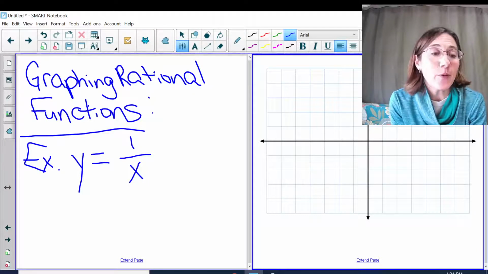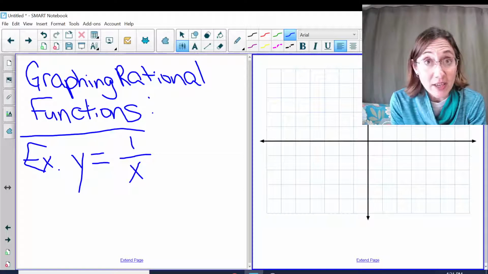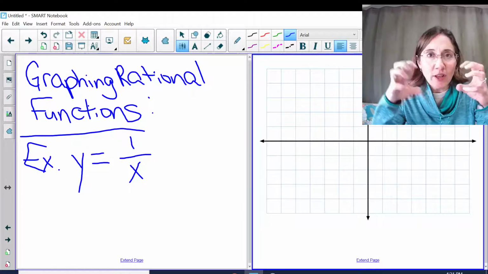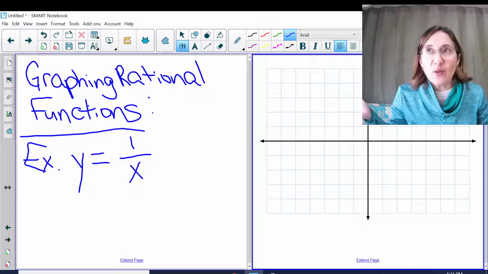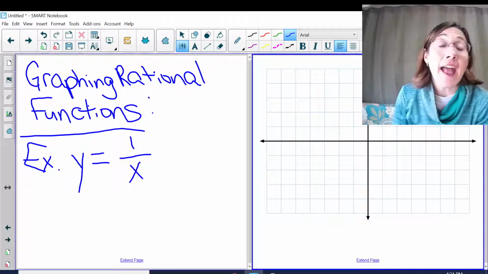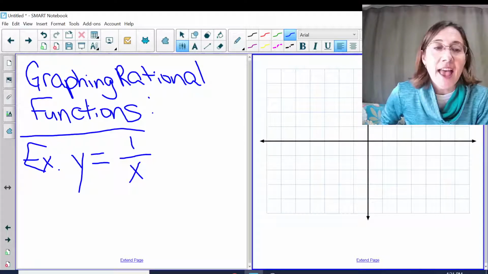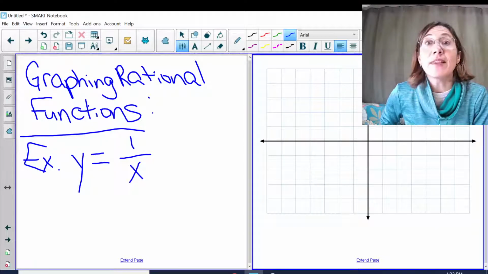Guys, today we are going to look at rational functions. So remember that word rational, root word ratio, we write them like fractions. So these are functions that are going to have variables in the denominators. So we're going to see what these will look like.